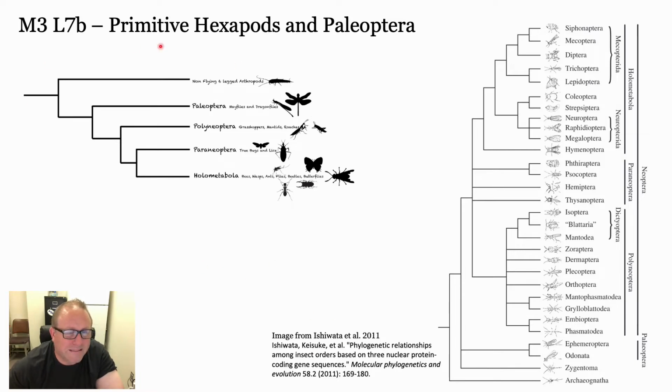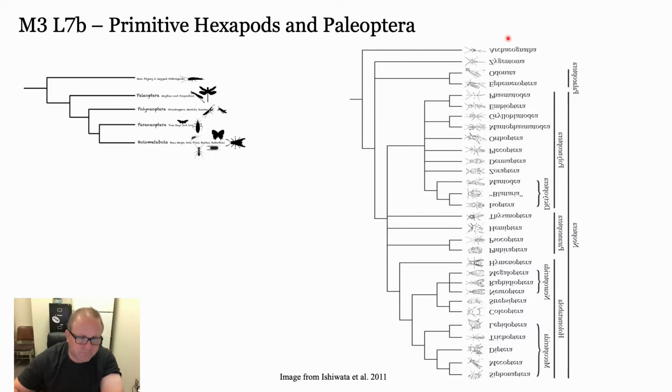This is the basic one that I built of all the insects. So the non-flying six-legged arthropods here, the Paleoptera, which we're going to talk about, then the Polyneoptera, Perineoptera, and Holometabula. The major groups of insects you can see are right here: the Polyneoptera, the Perineoptera, and the Holometabula. We'll get to all those groups as we go through these things. But first, we're going to focus today on the Paleoptera, as well as the non-flying six-legged hexapods that aren't even actually on this phylogeny.